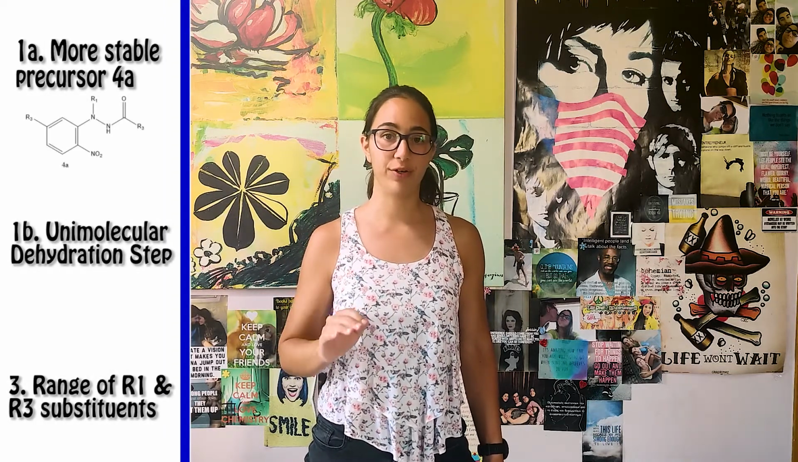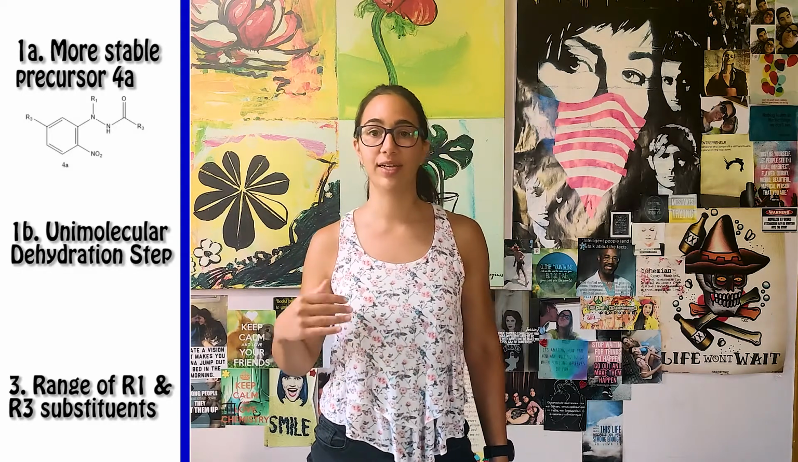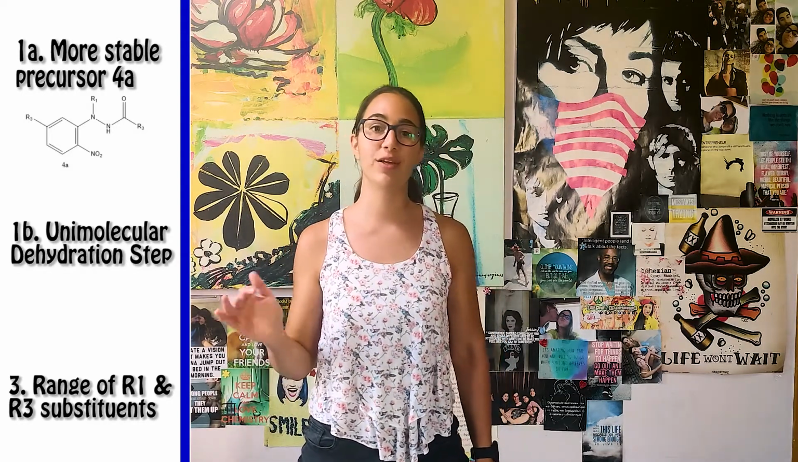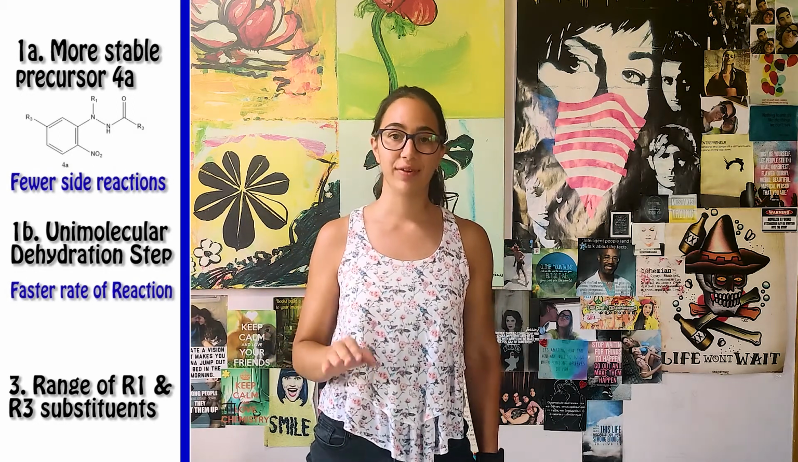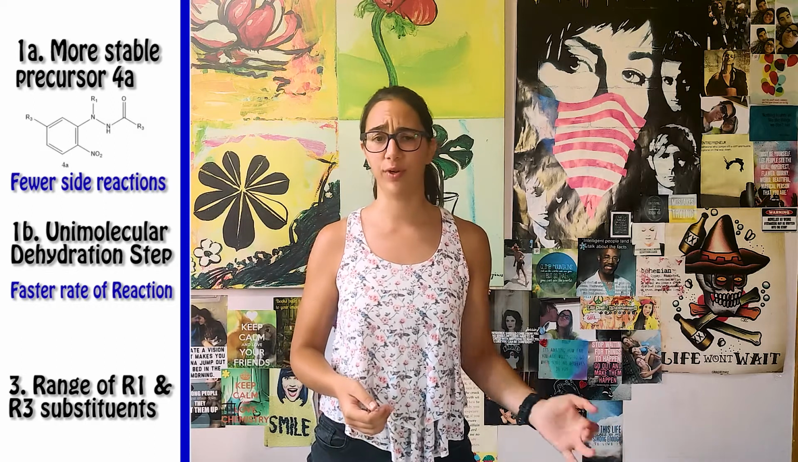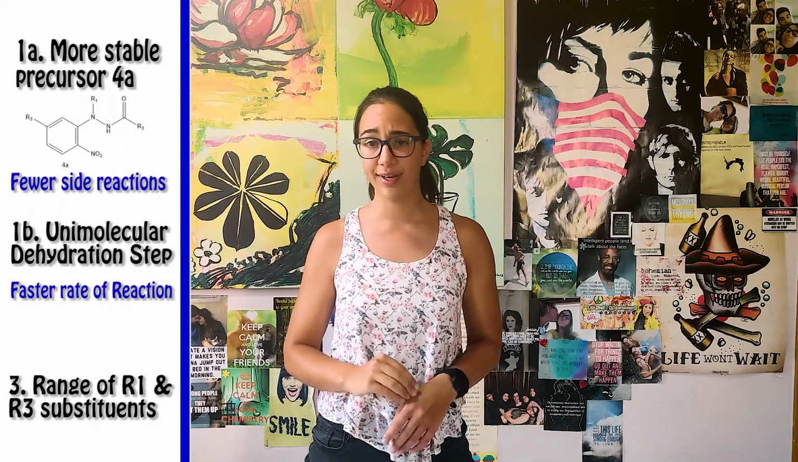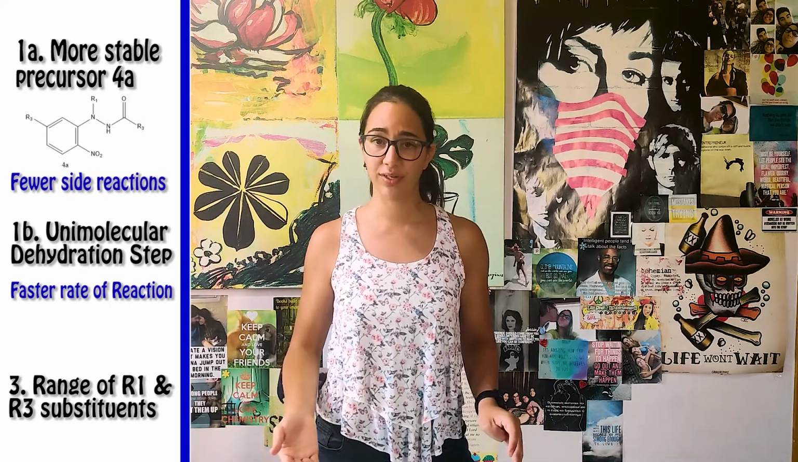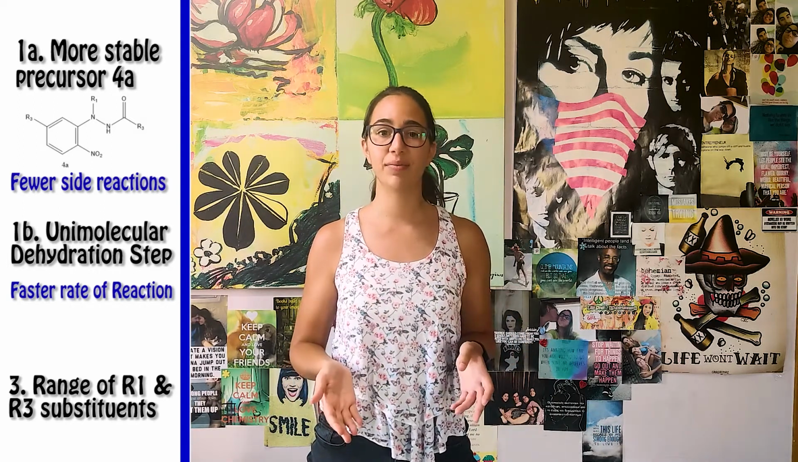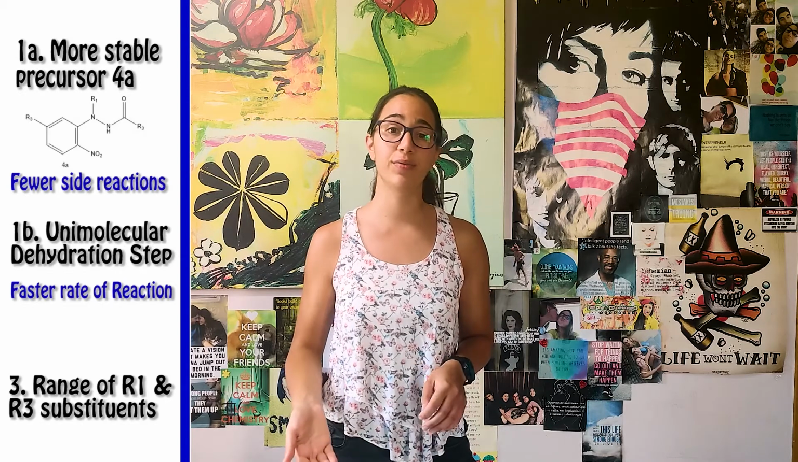The main advantage of route 2 over route 1 is twofold. It leads to the radical 1 via a very stable precursor 4A and a unimolecular cyclodehydration step. A stable intermediate leads to fewer side reactions, whilst a unimolecular dehydration has a faster rate of reaction compared to bimolecular reactions due to a smaller entropic penalty. Additionally, there is a range of substituents that can take the place of R1 and R3, giving flexibility to scheme 2, which would otherwise be difficult with route 1.